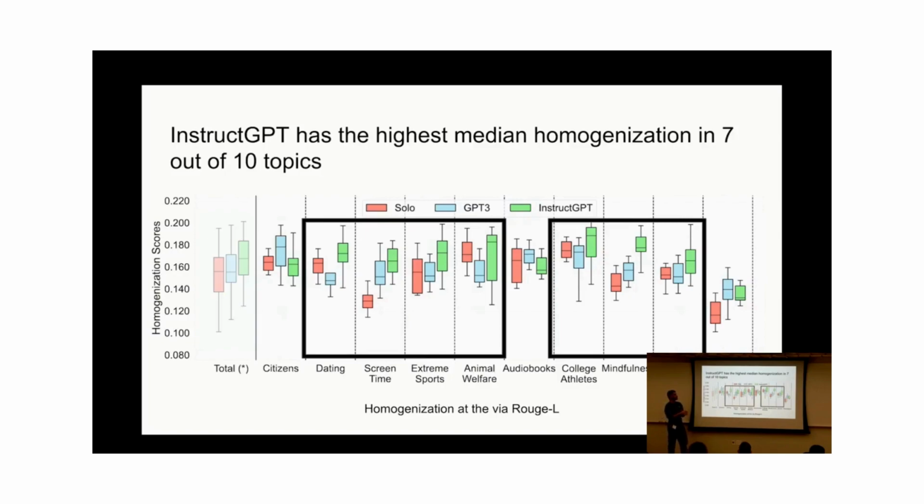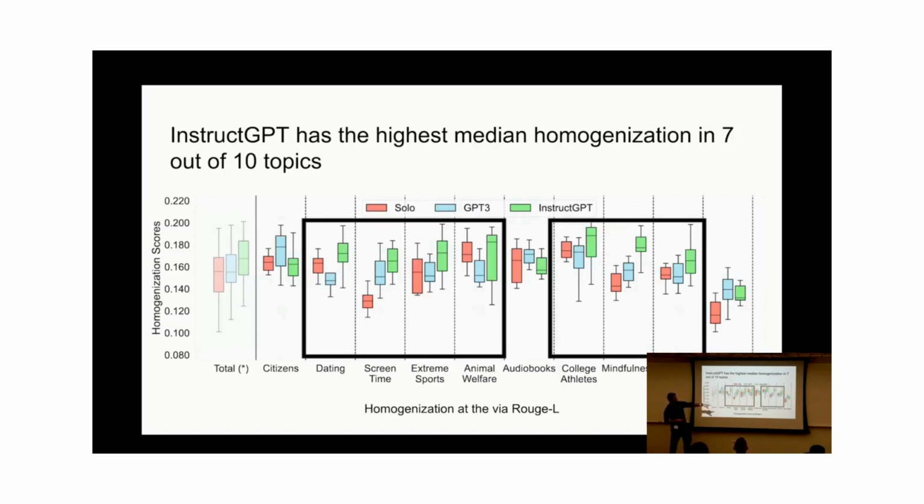And we observed that this effect is fairly general. Across 7 of the 10 topics, the median homogenization of writing with Instruct GPT is actually higher than the highest as compared to the other setups. The effect of the homogenization is different slightly based on the topic, and we actually select this wide range of topics to account for that.